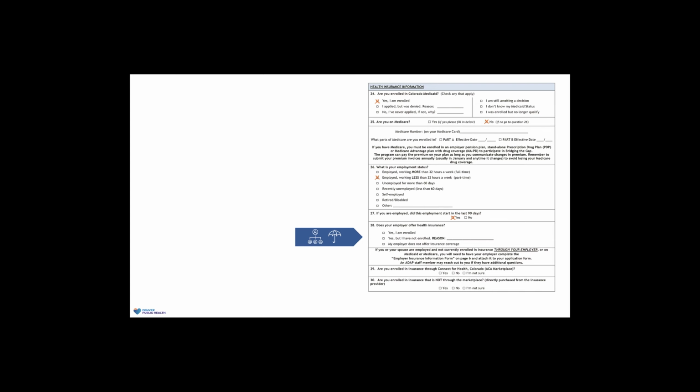Line 28, does your employer offer health insurance? Remember, SDAP does not cover medications for those with health insurance from their employer, but SDAP will cover copays.